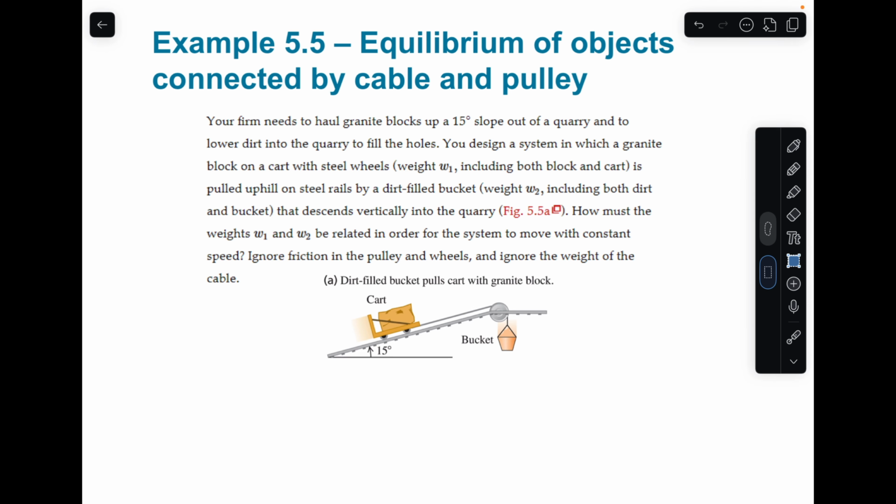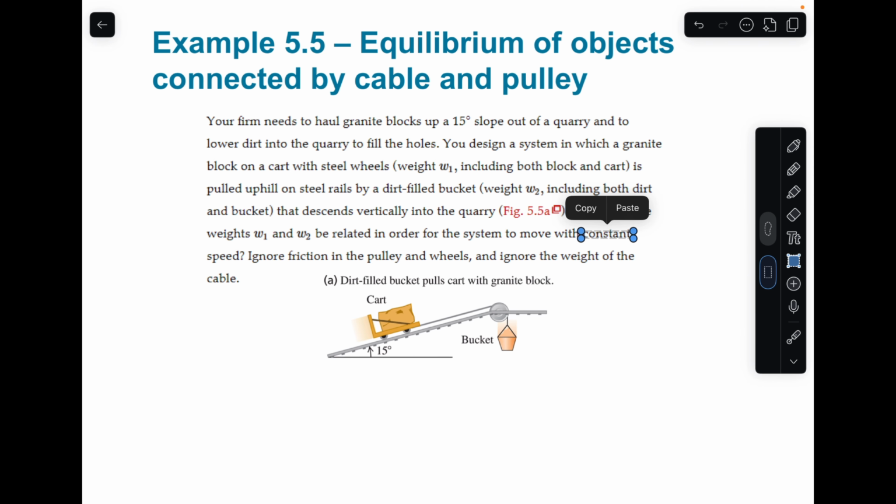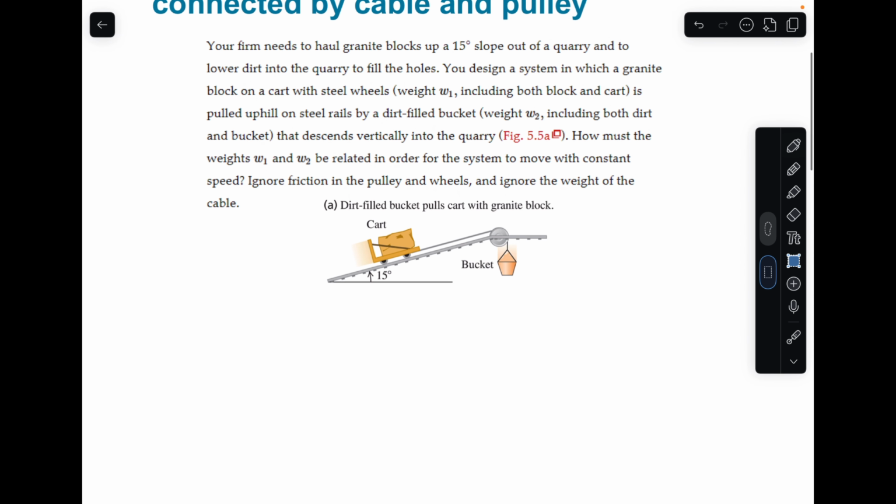So what we're going to do is apply Newton's first law, right? Constant speed. Newton's first law to both the cart and the bucket. So let's start off by drawing a free body diagram of both objects. The free body diagram of the cart can be represented by a dot. And the dot is on an incline. So what I'm going to do is sketch my x and my y axis.